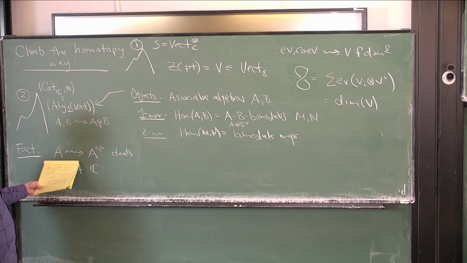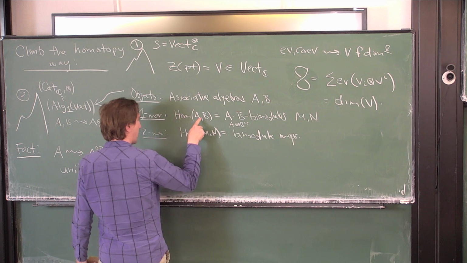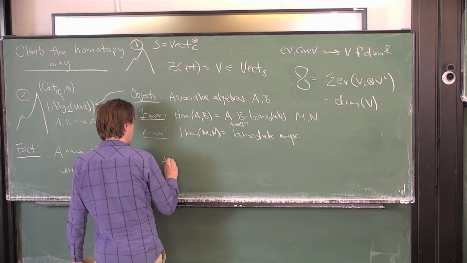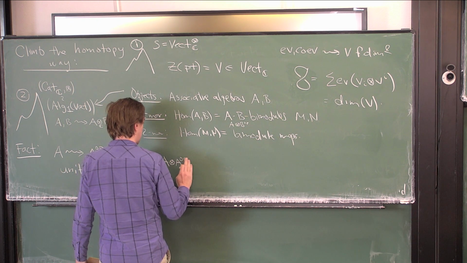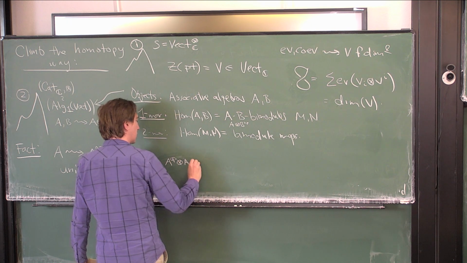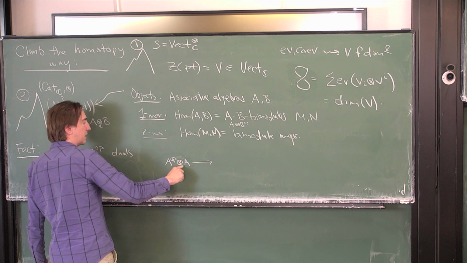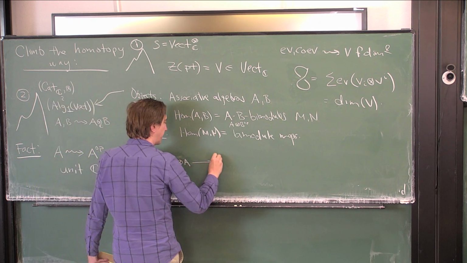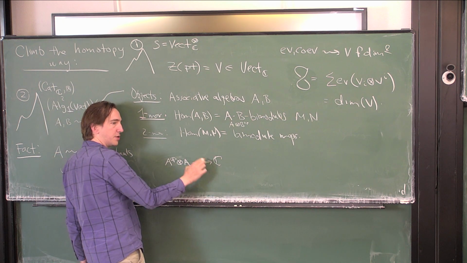And so now what is an evaluation? I'm supposed to give you a bimodule from A op tensor A to the ground field, a morphism from A op tensor A to the ground field. But remember that this is not a homomorphism of algebras, but it's a bimodule.